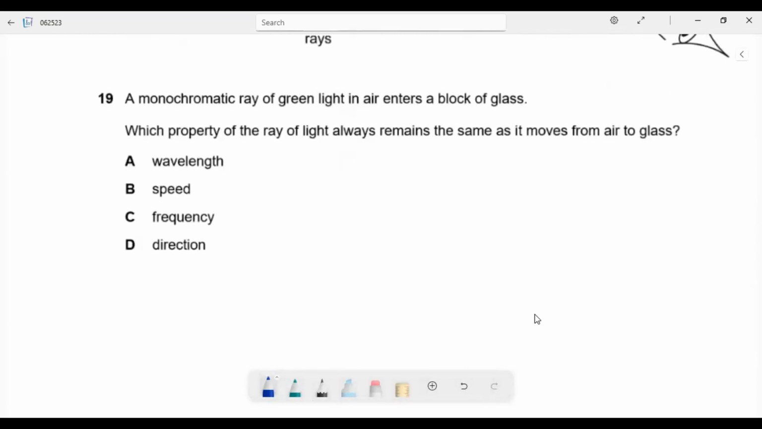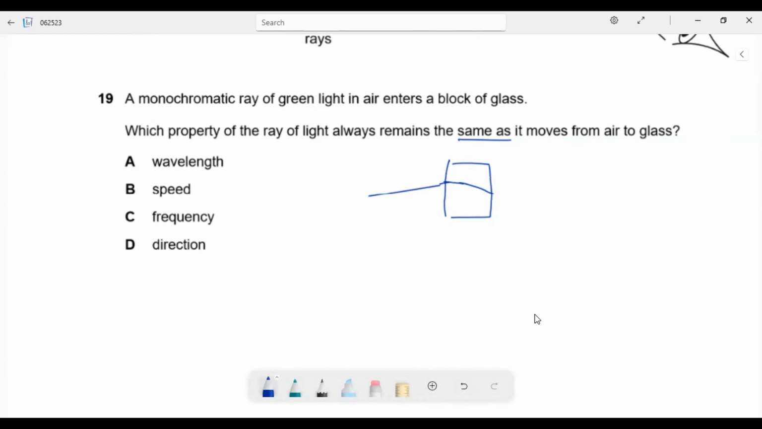A monochromatic ray of green light in air enters a block of glass. So, a block of glass is there. A monochromatic ray, green light, is entering. Which property of the ray of light always remains the same as it moves from air to glass?